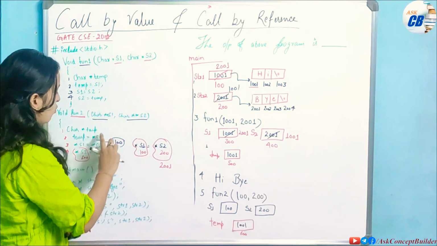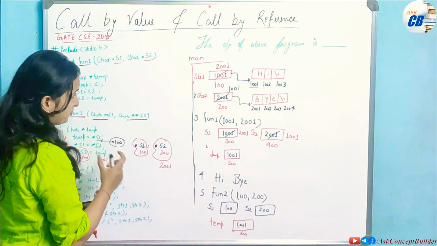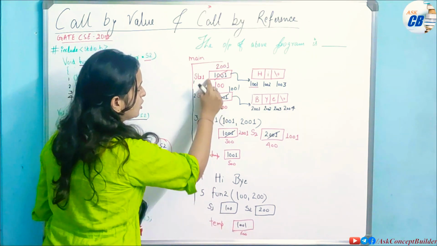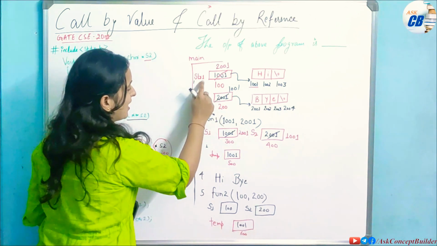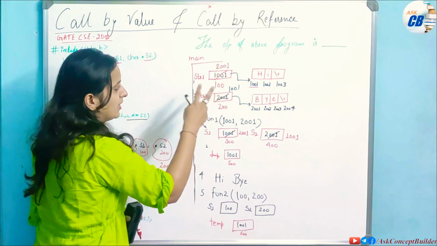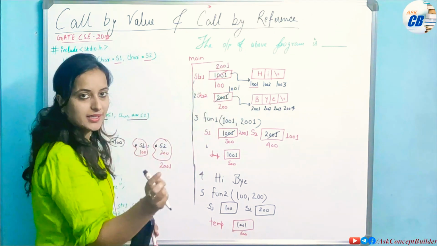So what has this function f2 done? It has directly swapped the values of these two, str1 and str2. See, str1 was first 1001 and str2 was 2001. Now the values are swapped in the final stages.